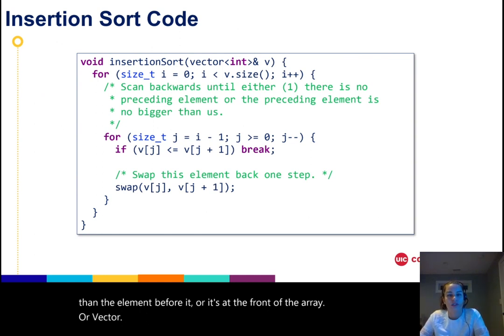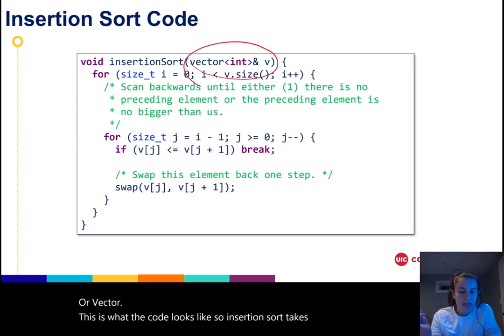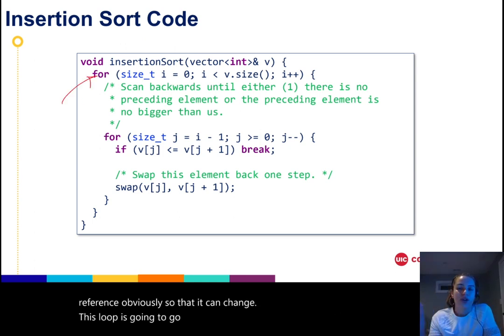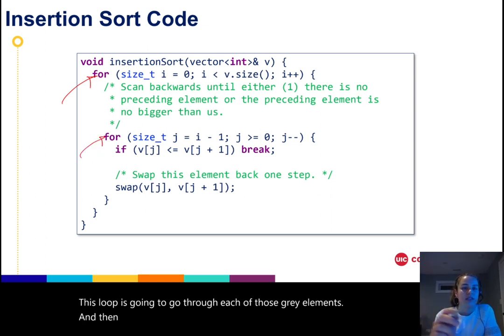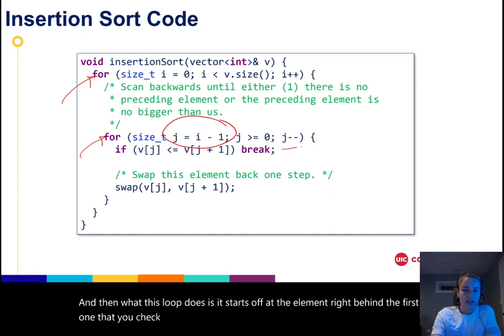This is what the code looks like. Insertion sort takes in a vector passed by reference, obviously, so that it can change. This loop is going to go through each of those gray elements. And then what this loop does is it starts off at the element right behind the first one that you check, and all it does is compare the two. And so this is that check.